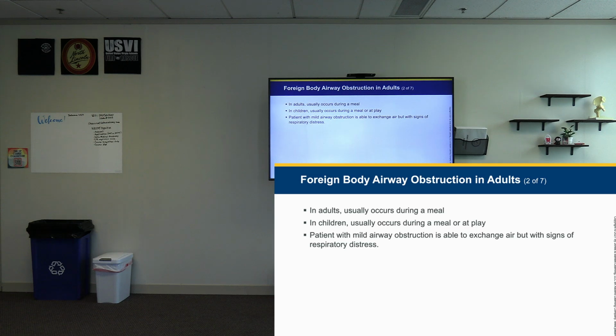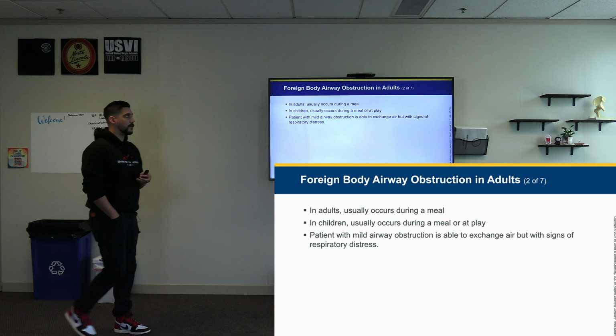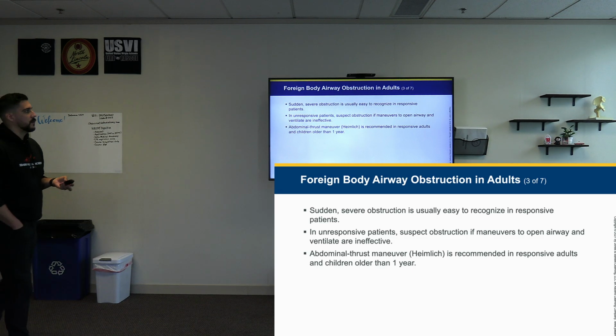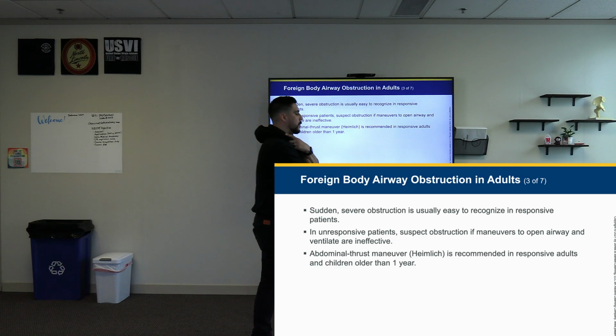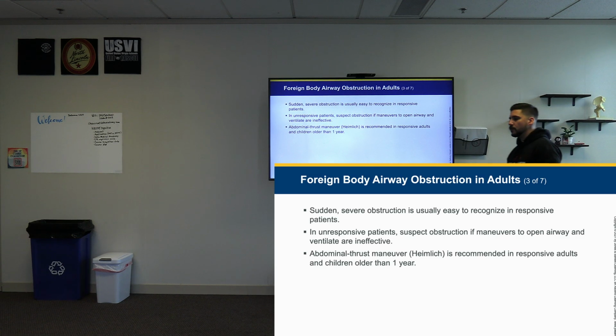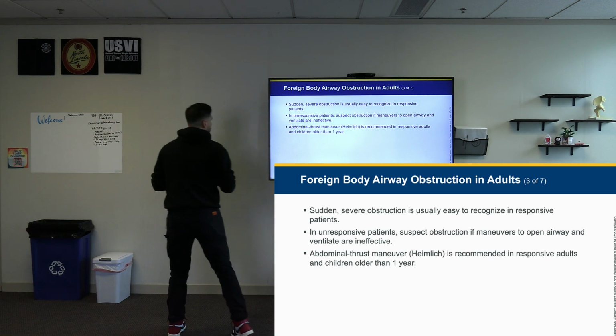Now, a patient with mild airway obstruction is able to exchange air, but with signs of respiratory distress. So let's say someone's choking, but they're still breathing and moving air. We're not going to fiddle with them too much. We want them to continue breathing. We're going to try and have them cough that out, okay? Now, if we have a sudden severe obstruction, it's usually easy to recognize in responsive patients, the international sign of choking, right? People grabbing at their neck. In an unresponsive patient, suspect obstruction if maneuvers to open the airway and ventilate are ineffective. So we have an adult potential choking. We go to use our BVM and there's massive resistance. We are just not pushing air forward. Assume it is a choking at that point, okay?